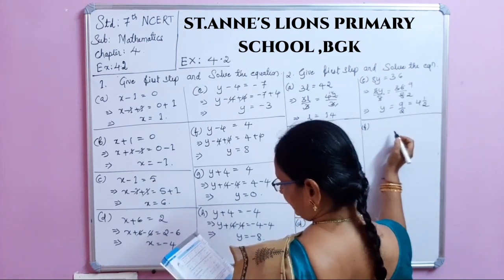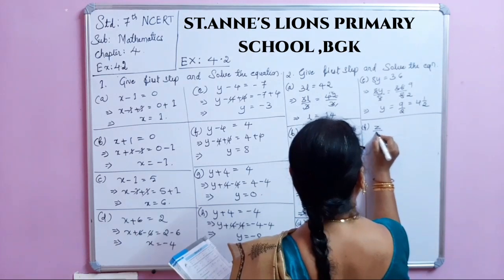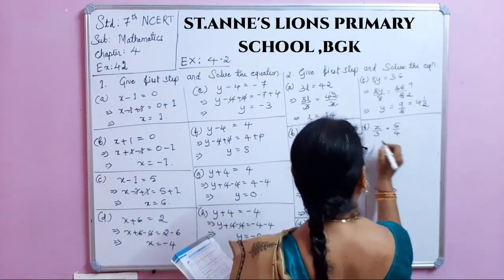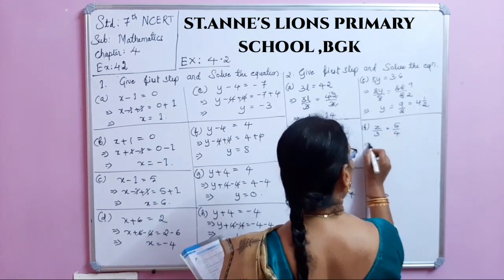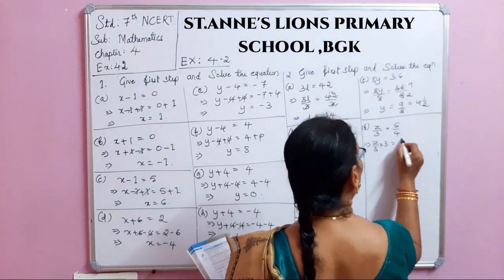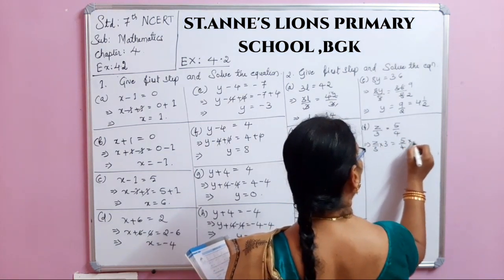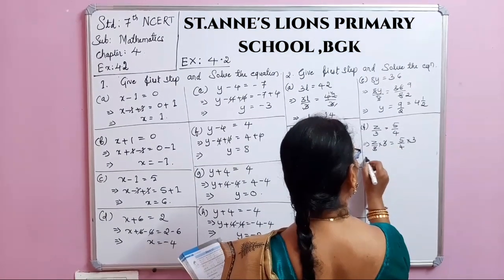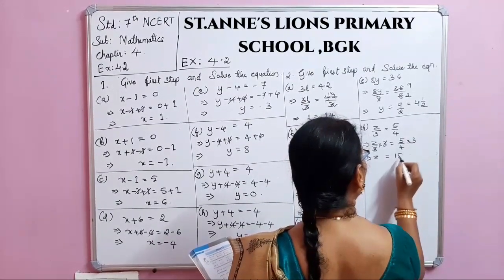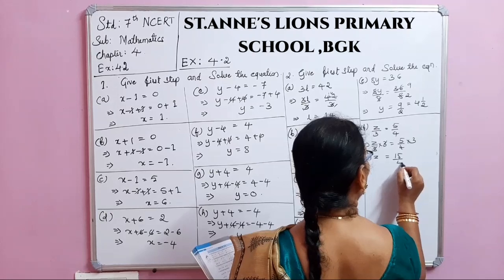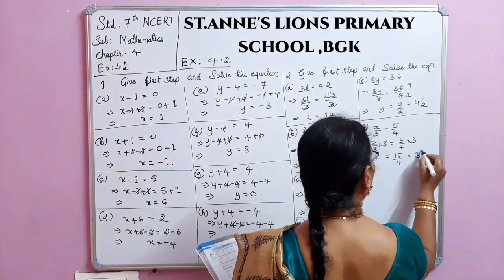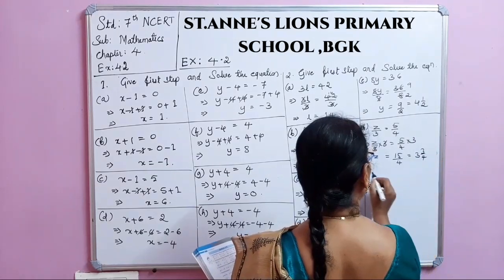Next, z by 3 is equal to 5 by 4. Here division is there, we have to multiply. z by 3 into 3, 5 by 4 into 3. 3 got cancelled. z is equal to 15 by 4. 4 3s are 12, so 3 integer 3 by 4 also you can write.